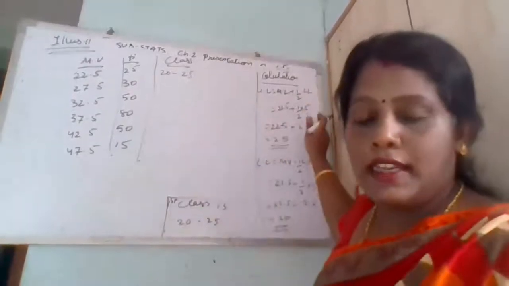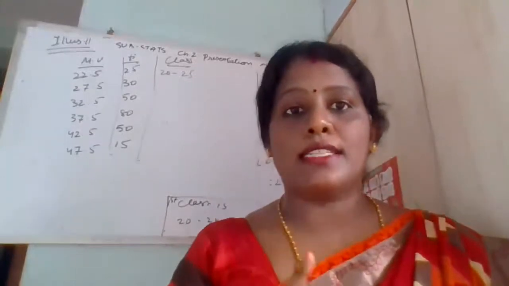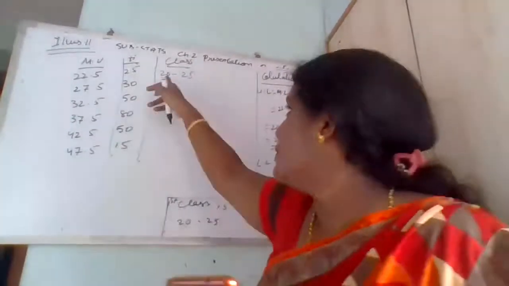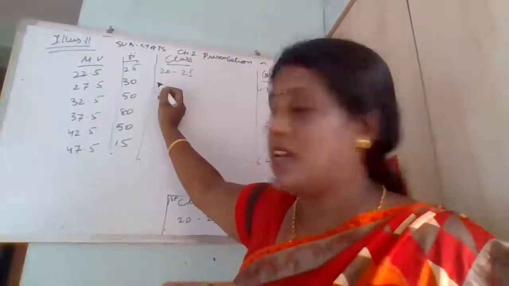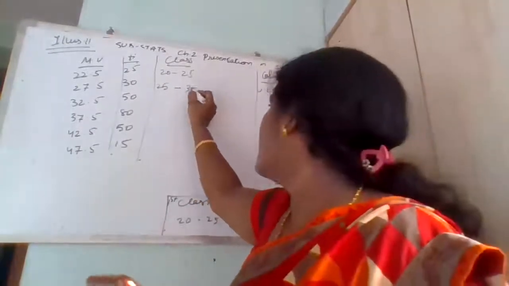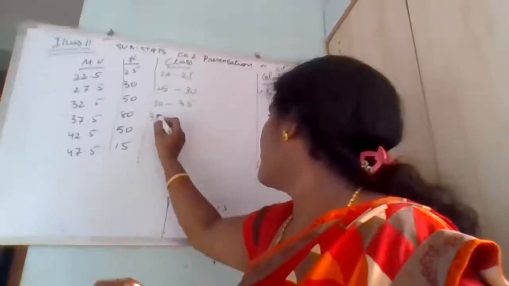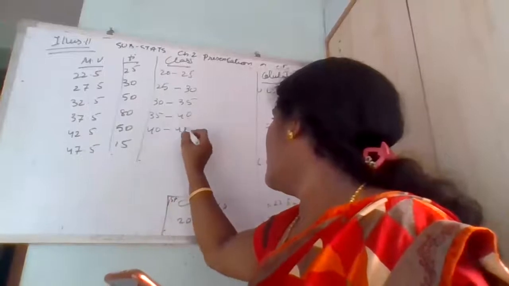Now again and again, there is no need of finding this. It is said in the question that your class length is equal. So simply you have to add 5 to this 20 to 25. This is an exclusive class continuation. So 25 plus 5 is 30. 30 plus 5 is 35. 35 plus 5 is 40. 40 plus 5 is 45.